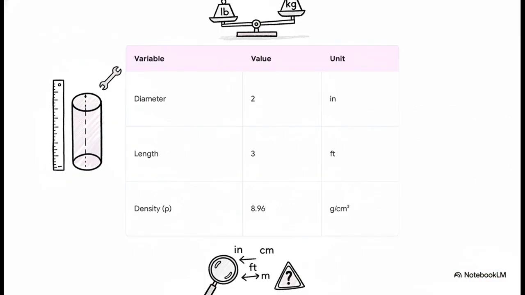All right, so here are our givens. We've got a diameter of 2 inches, a length of 3 feet, and a density of 8.96 grams per cubic centimeter. See the trap? It's already set. We're mixing imperial units like inches and feet for the dimensions with metric units for the density. This is a classic setup for a unit nightmare.